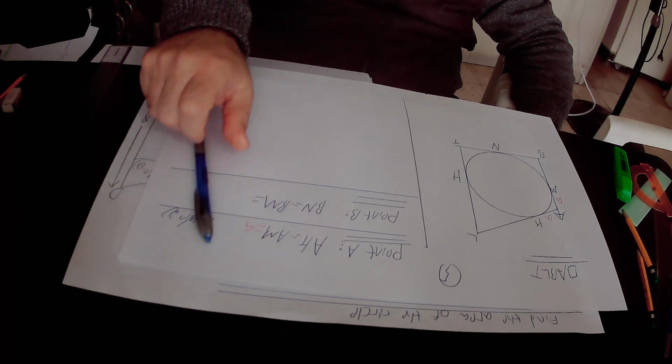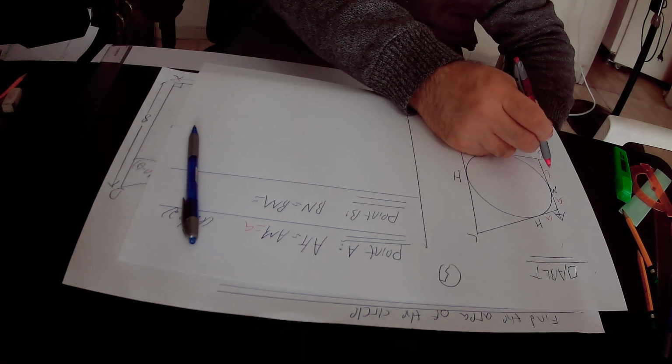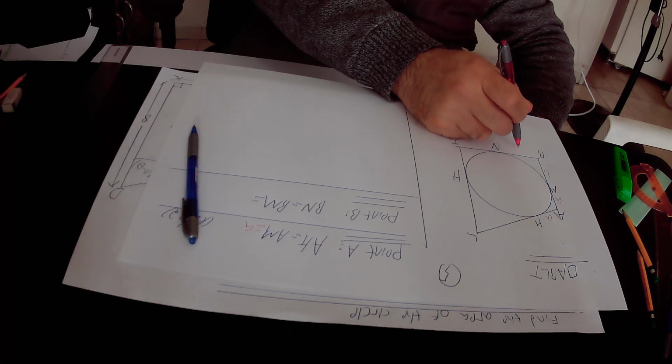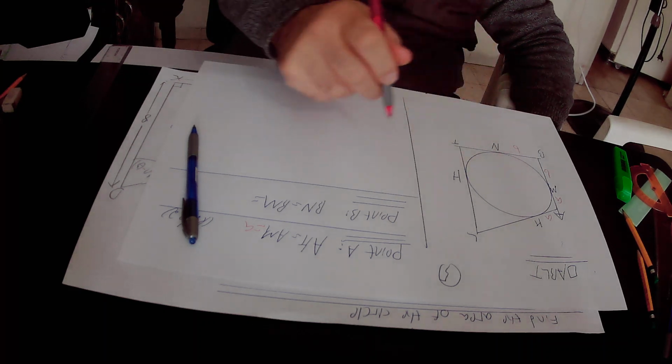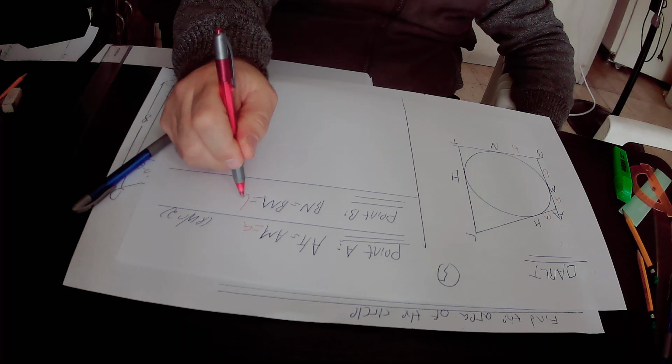So actually, if we define the length of tangent BM as B, then tangent BN must also be equal to B because they are equal to each other. So in conclusion, we found out that BN equals BM equals B.